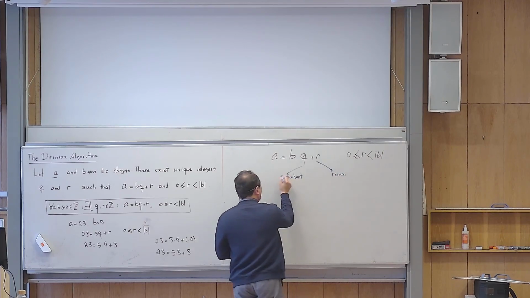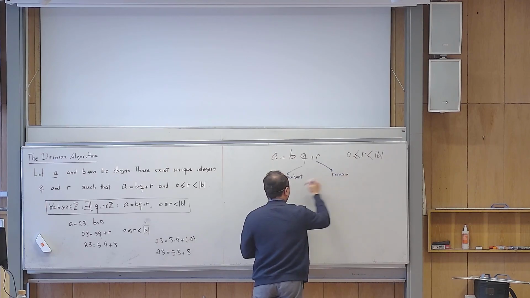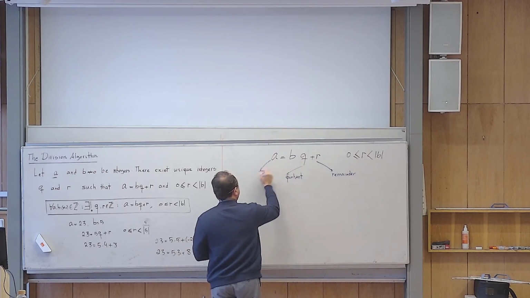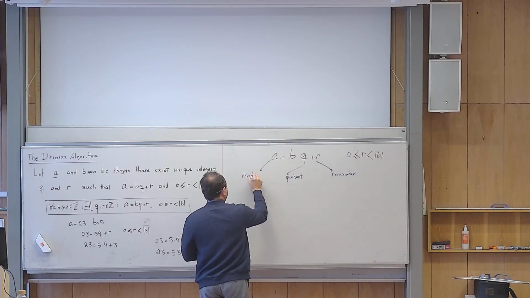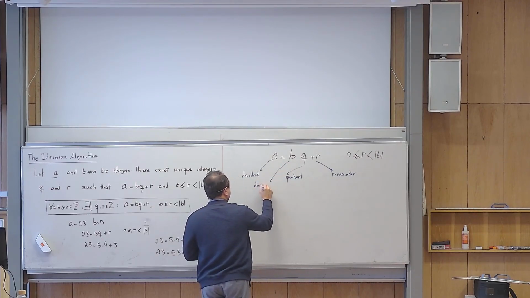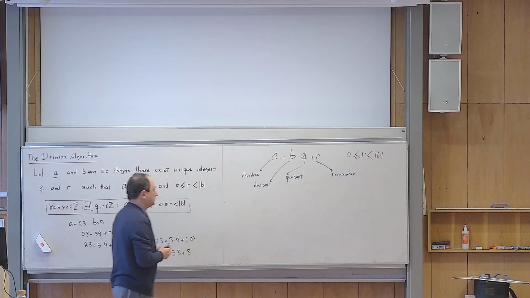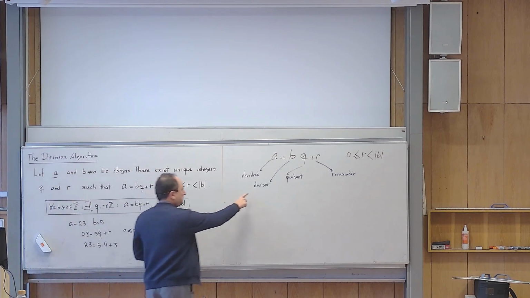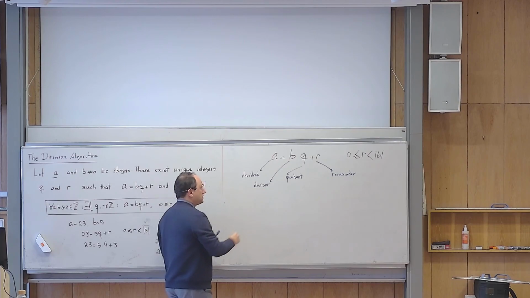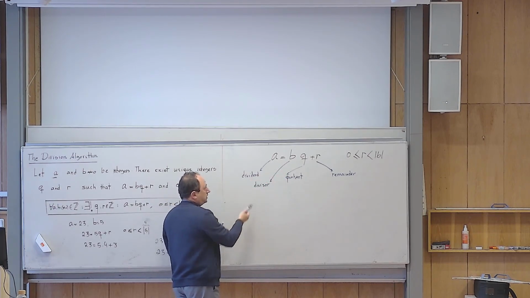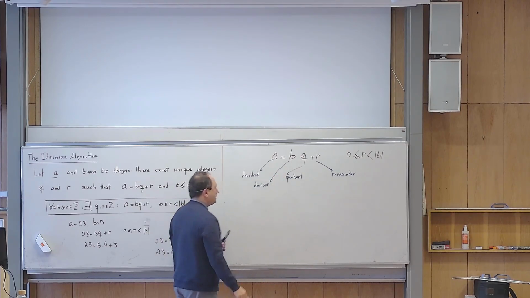So I have to write the article there, but I'm lazy to write it all the time. But the quotient, the remainder. And there is a name for this one. This is called the dividend. And this is called the divisor. Okay, so there is a little bit unfortunate name here, because when I say divisor, you expect that they should be divisible. But no, in this context, this is also called a divisor.